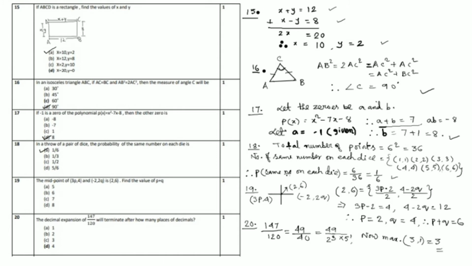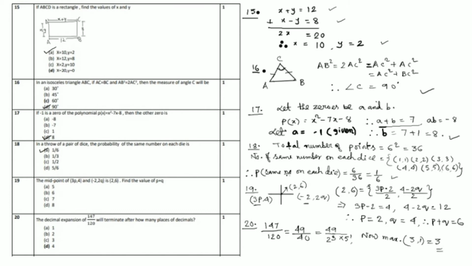Now in question number 19, the midpoint of (3p, 4) and (minus 2, 2q) is (2, 6). Find the value of p plus q. So suppose these are 2 points and it is the midpoint. So obviously the midpoint will be the sum of these 2 points divided by 2, that is sum of x coordinates, (3p minus 2) divided by 2 for x coordinate, and for y coordinate (4 plus 2q) divided by 2. This is the condition of midpoint.